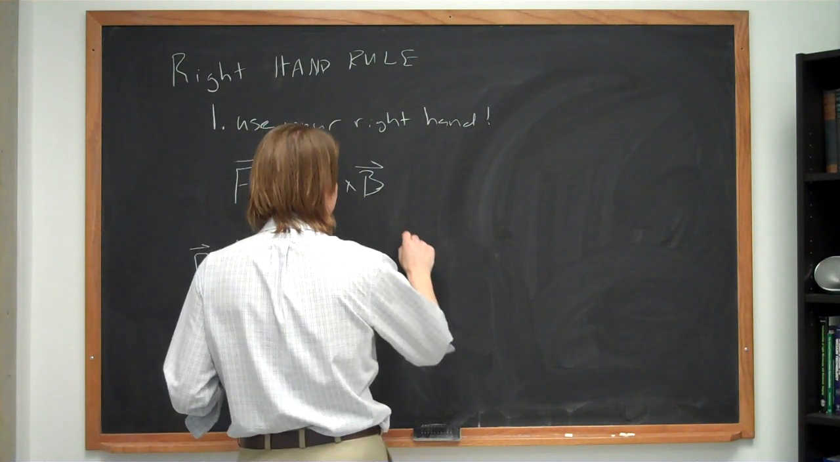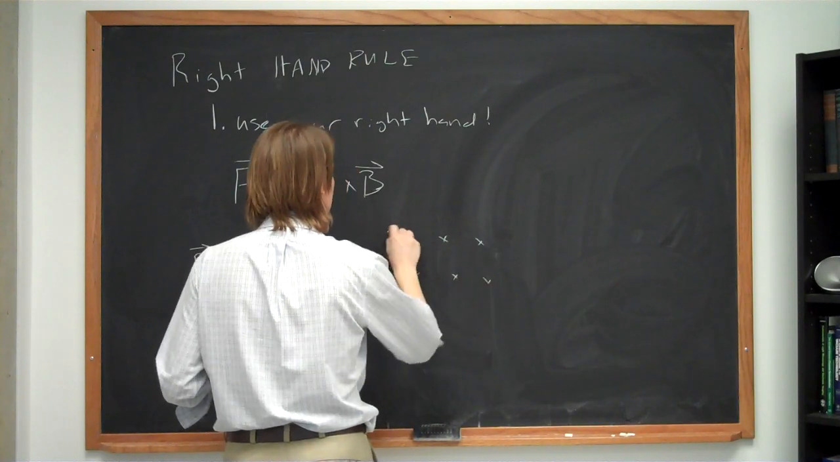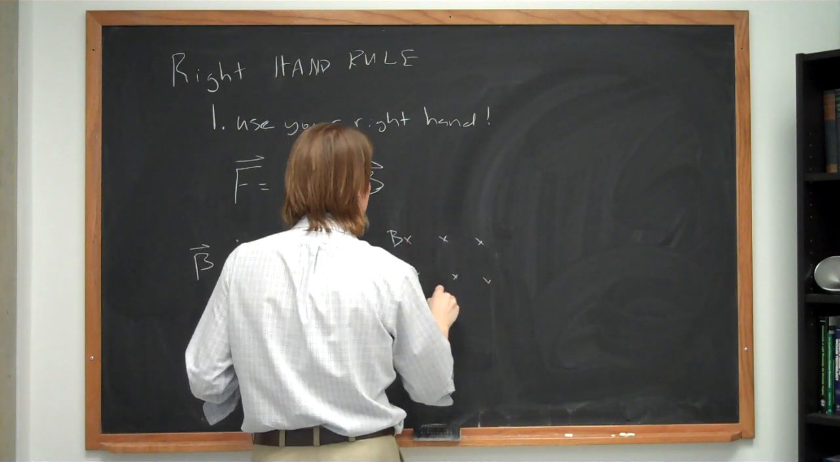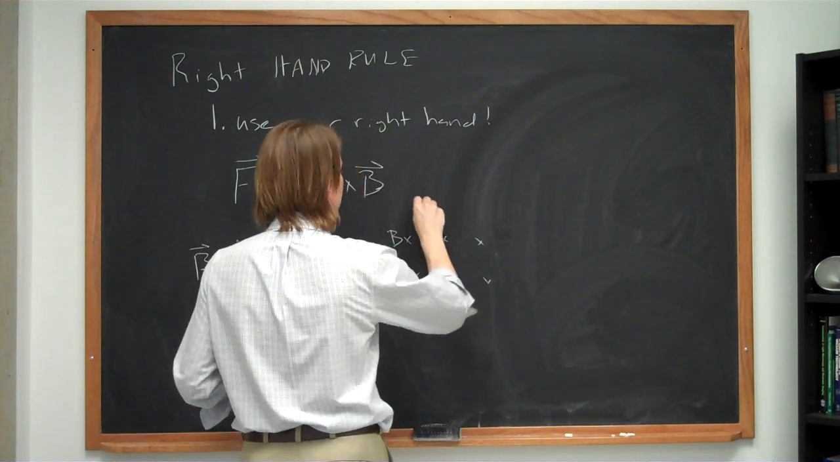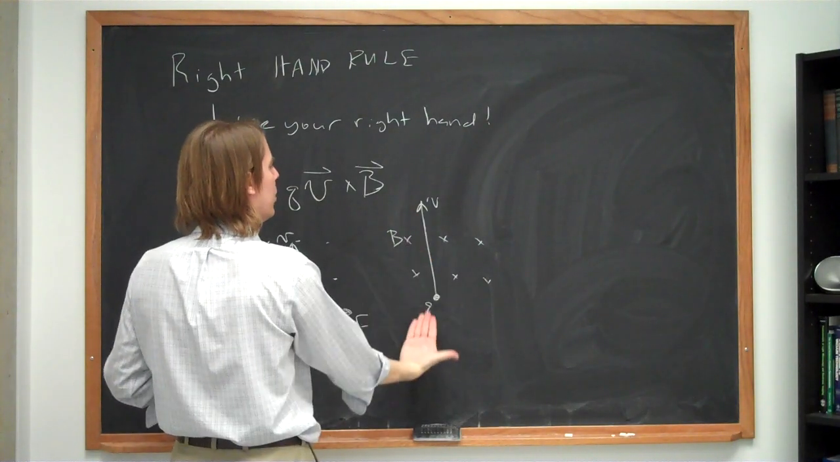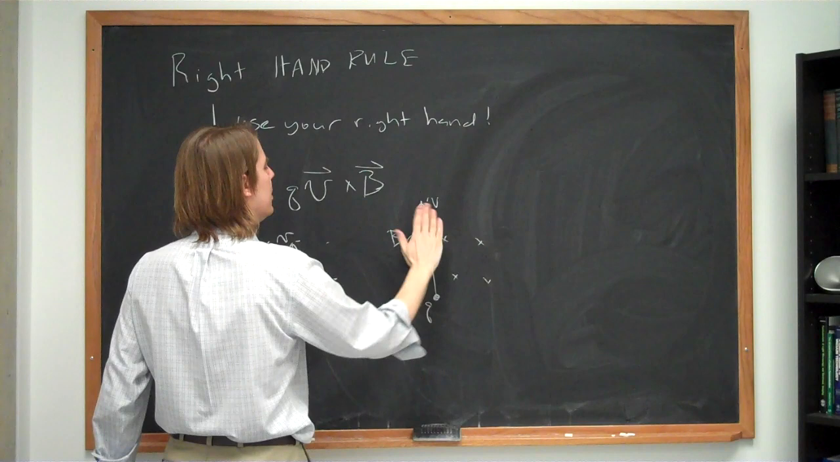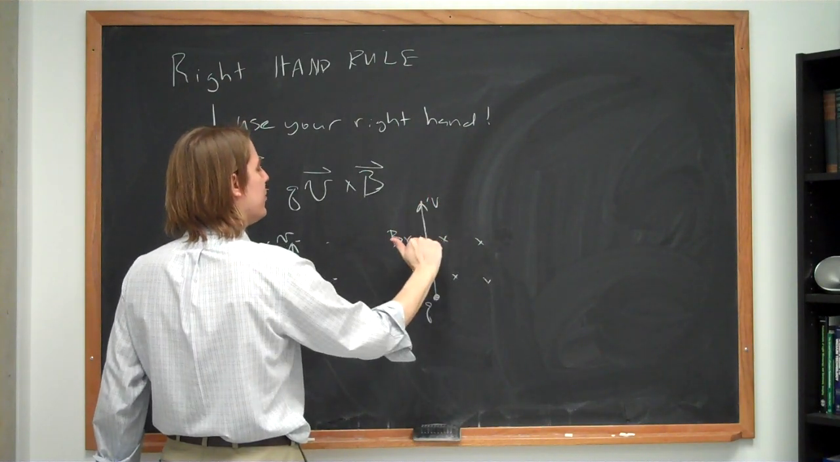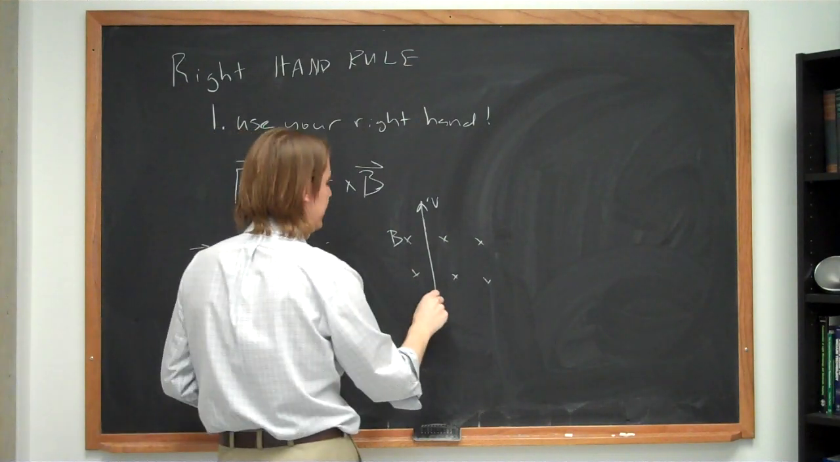Say the B field is into the board, and the charge is again going up. Which way is the force? Again, the fingers go along V first, because it comes first in the cross product, and they can go any way you want, but when you bend your fingers, they go along B into the board. And when you do that, the force is this way.